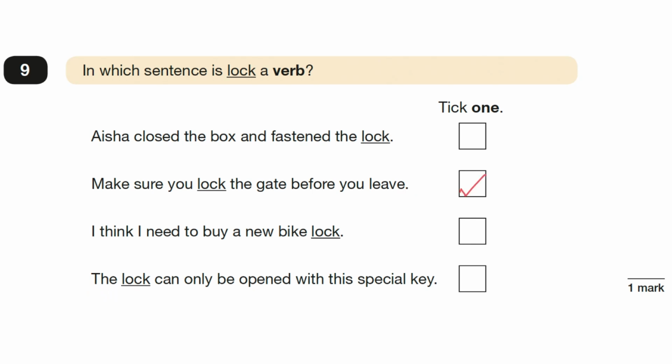Very simple. But as I've said, put this question type in your memory bank for verbs and remember that quite often it's this word here. They're going to try and trick you with nouns and you're looking for the verb.